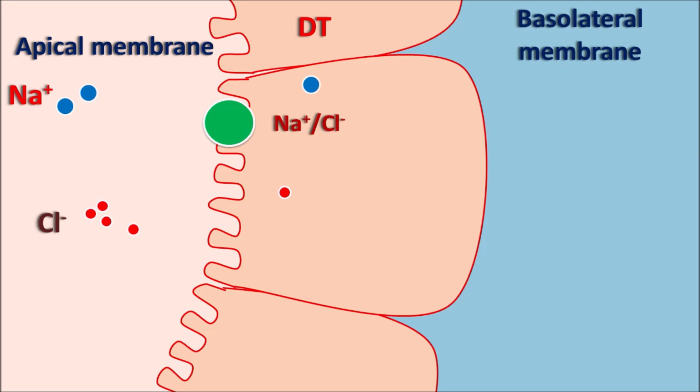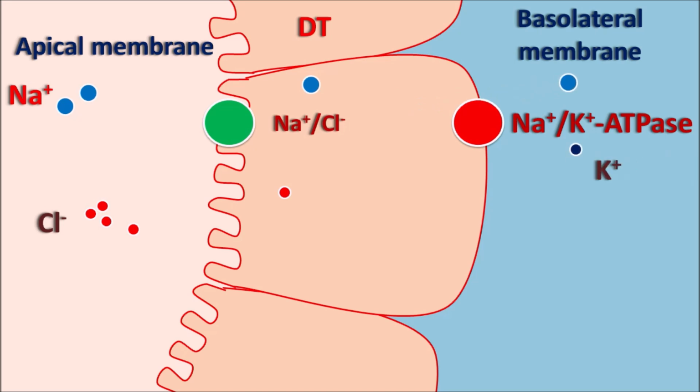This can be achieved by another pump at the basolateral membrane, that is the sodium-potassium ATPase pump. This pump utilizes energy, so that's why it has the suffix ATPase, and it transports the sodium ions in exchange for potassium ions. Sodium ions go into the systemic circulation, and at the same time potassium ions are transported into the tubular cell. In this way, sodium is exchanged for potassium by the sodium-potassium ATPase pump.